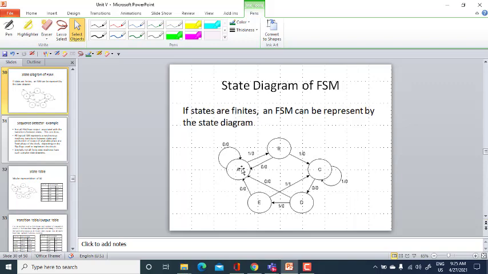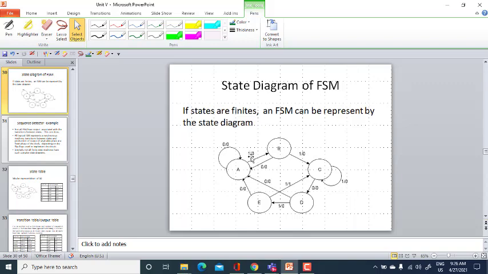Okay, from A, B, C, D, E and A. Again, these are different states of the finite state machine. This is a sequential machine, or a finite state machine. You have different states, namely A, B, C, D, E and A. Between states, you are representing 1 and 0.